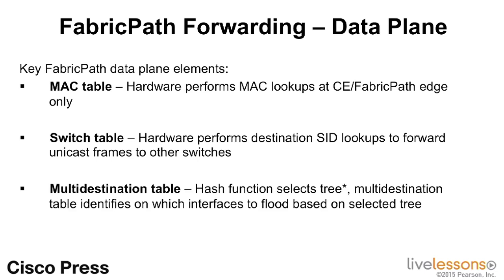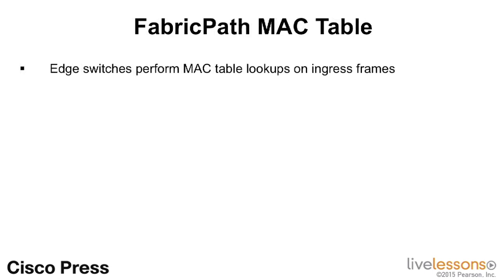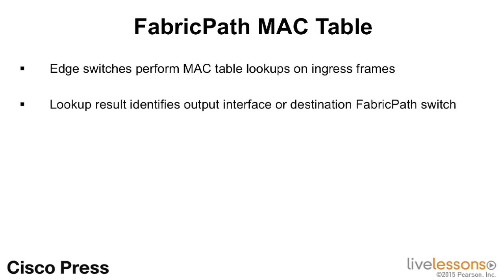And we also have the multi-destination table. A hash function selects which multi-destination tree to use, and on which interfaces to flood traffic based upon that selected tree. So let's talk a little bit more about the FabricPath MAC table. Edge switches perform MAC table lookups on the ingress frames. The lookup result identifies an output interface or destination FabricPath switch.